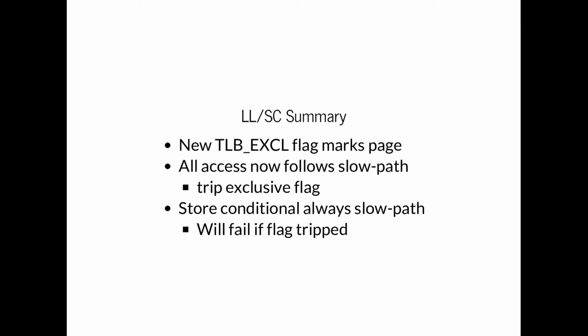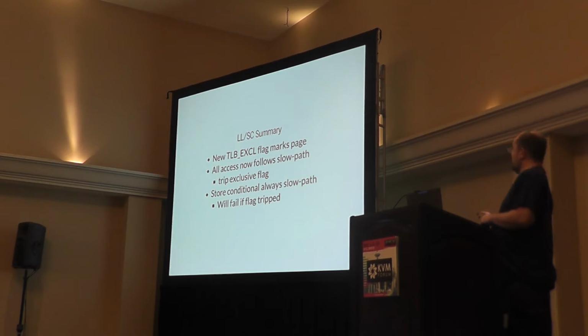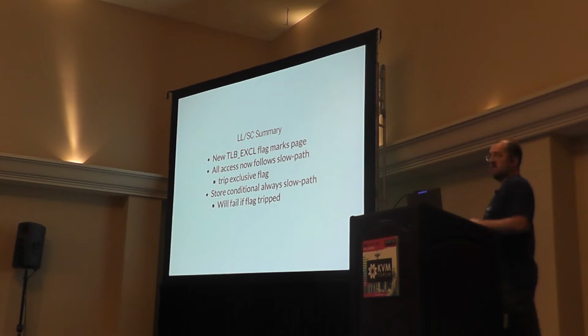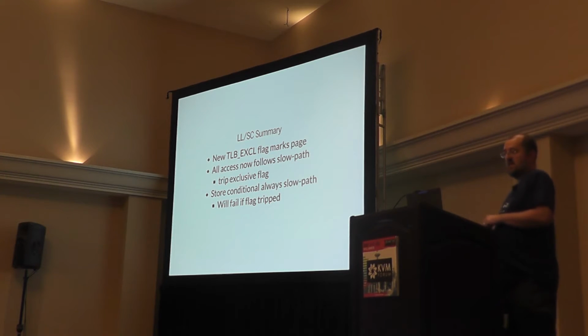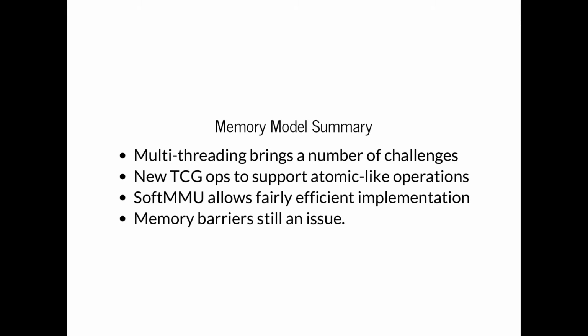So in summary, we've introduced a new flag. We can force all accesses down the slow path whilst the flag is active. We trip the exclusive flag, and then store conditional knows whether or not memory has changed.